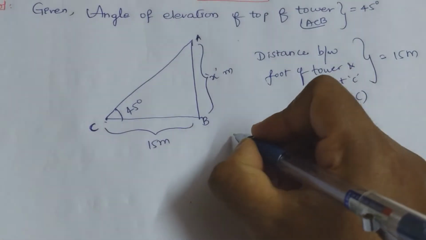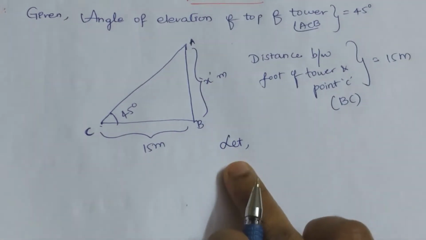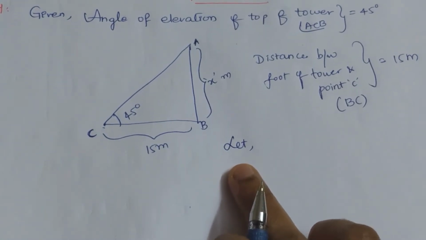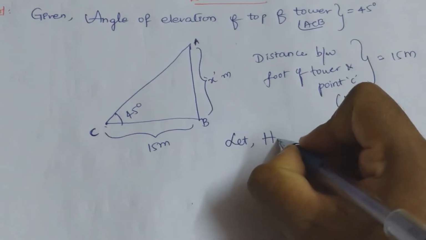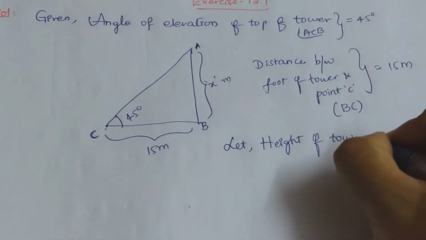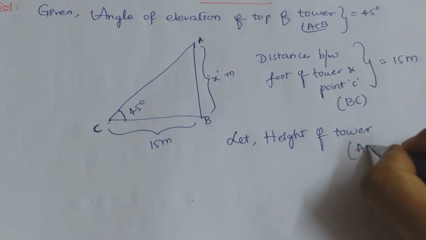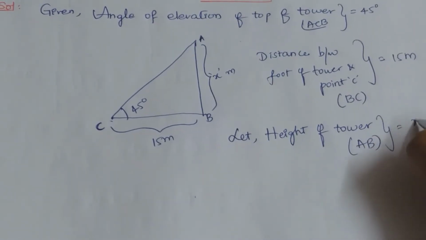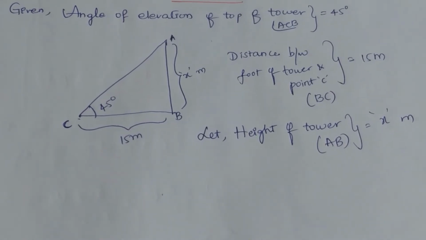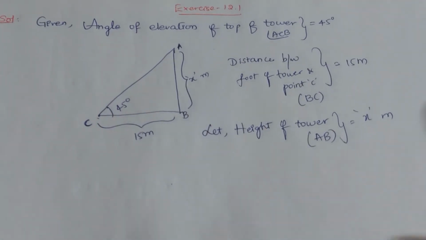Now, because we need to find the height of the tower, and we don't know that value, that's why I'm assuming it as x meters. So let the height of tower, in brackets AB, equal x meters.